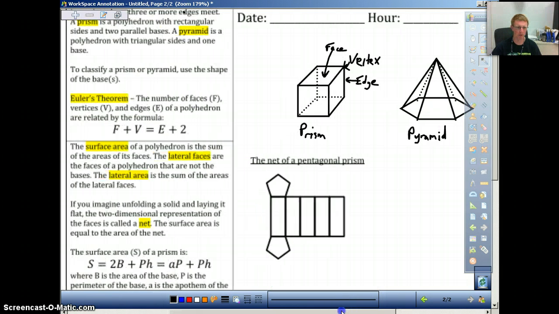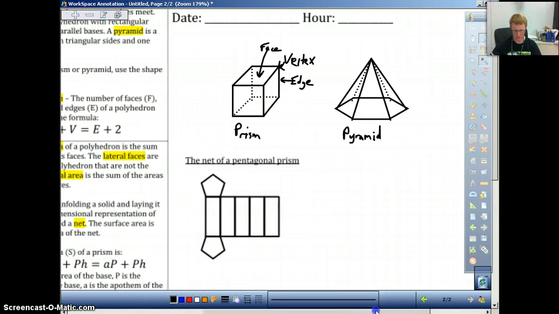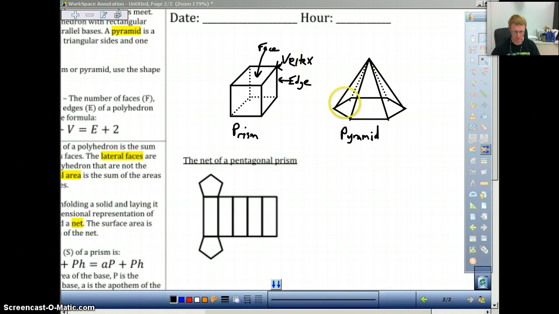Now, a couple of other things here just to give us definitions. So the base, right here, the base is what's on the bottom. And then what we call up here, the point, we call that the apex.